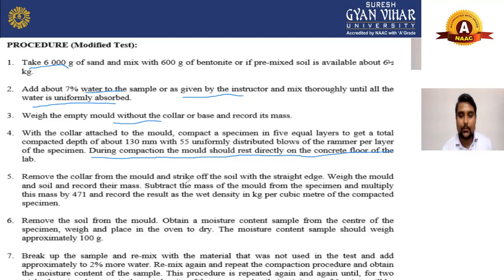Remove the collar from the mold and strike off the soil with the straight edge. Weigh the mold and soil and record their mass. Subtract the mass of the mold from the specimen and multiply this mass by 471, and record the result as the weight density in kg per meter cube of the compacted specimen.